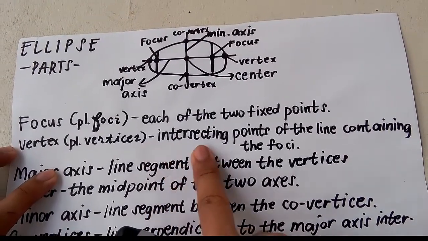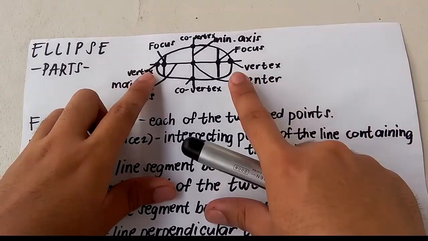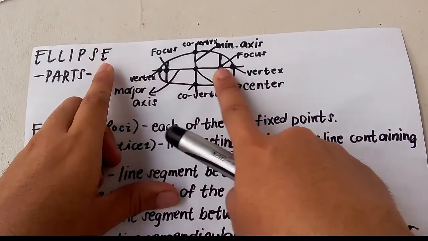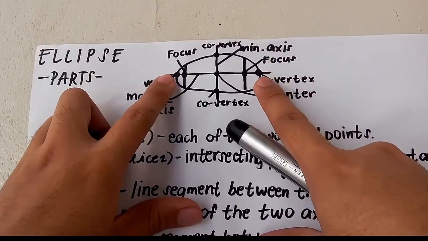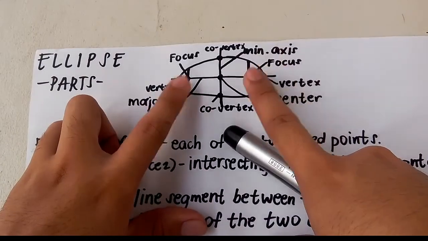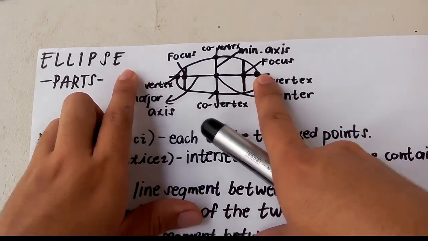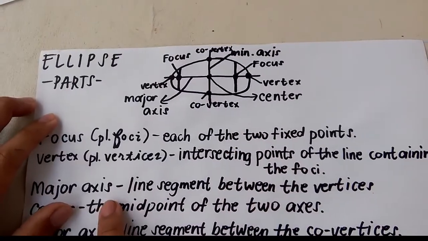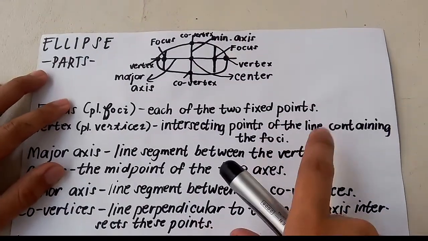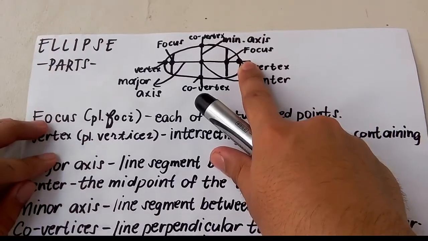These are the intersecting points of the line containing the foci. So this line contains the foci and also the vertices. See how the foci and the vertices are placed near each other and they are located on the same line? That line is called the major axis. And the major axis is the line segment between the vertices. See that? That's the major axis.